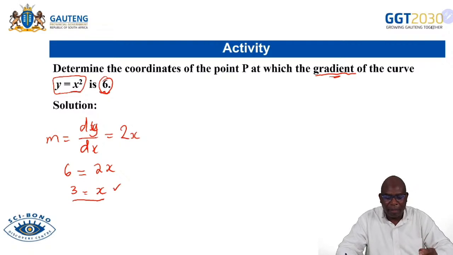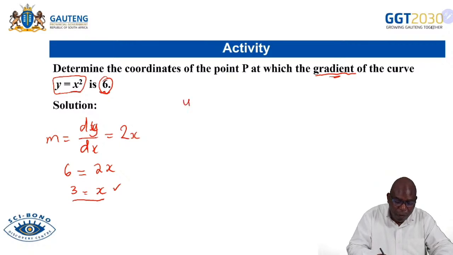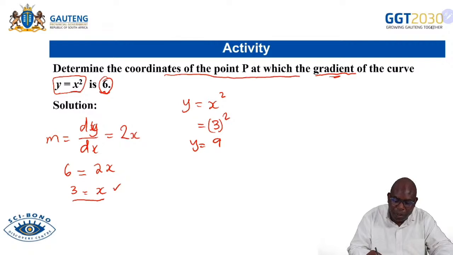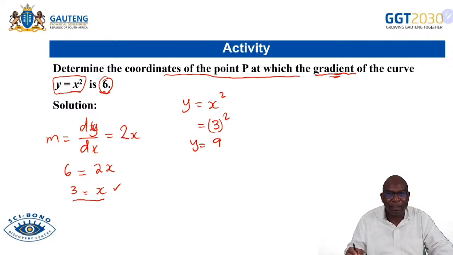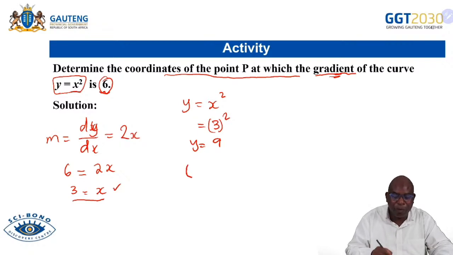But remember, to get the point, another value, the value of y, I need to take that and substitute it into the original equation. So I'm going to say y equals x squared. Then I'm going to substitute the value of x by 3, which is going to give me 9. Now the question is determine the coordinates of P at which the gradient of that curve is 6. So the gradient is given, I need a point. So these are some high-level questions. So I'm going to get the point P as 3 and 9.